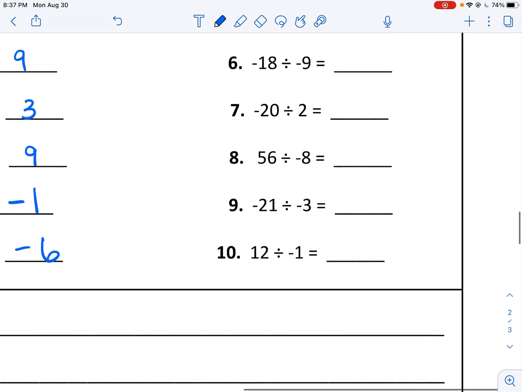Okay, so you are going to do these. Okay, this would be positive, it's 2. This would be negative, so negative 10. This would be negative, negative 7. Positive, and that would be 7. It would be negative, and we would have a negative 12.